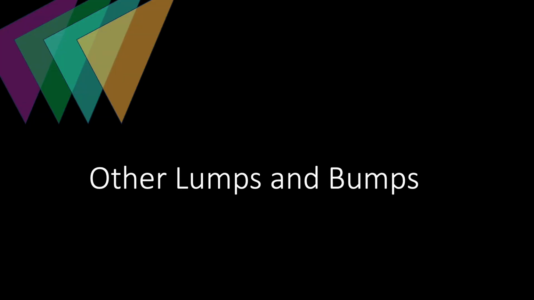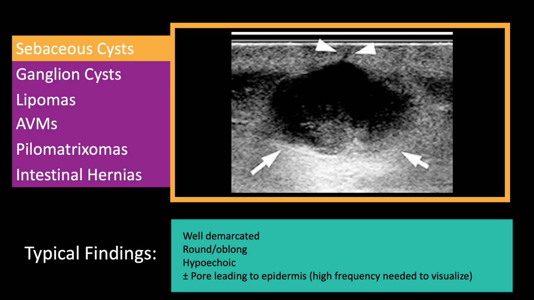Next, let's move on to some lumps and bumps that are commonly seen and what their ultrasonographic findings entail. We already discussed sebaceous cysts or epidermoid inclusion cysts, but as a reminder, these are usually well-demarcated, round or oblong hypoechoic structures that can often be seen to have a pore that leads up to the epidermis.